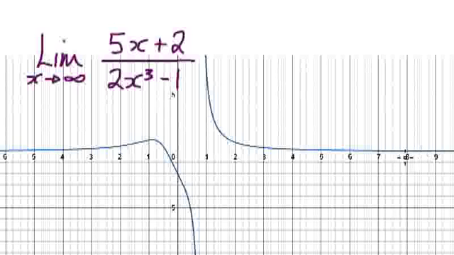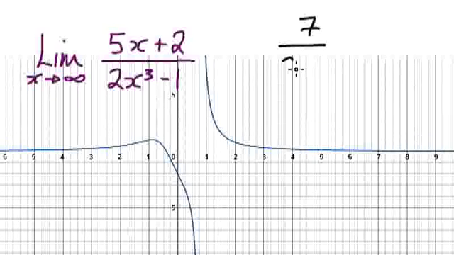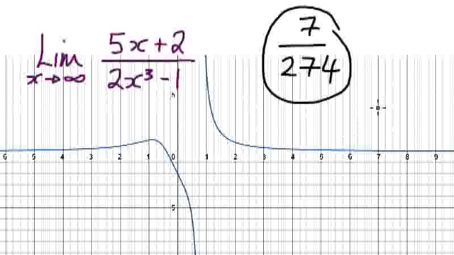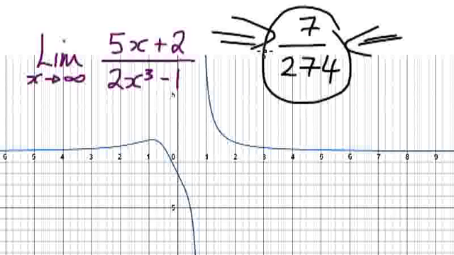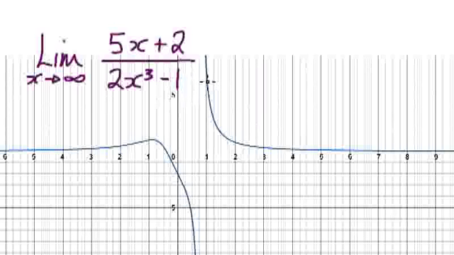Now, looking at this graph, you might say, oh, it's heading towards 0 here, but don't just immediately assume that, because it could head towards a limit of, let's say, 7 over 274. This is not 0, but it may look like it on the graph because this number is so small. My point is that you might guess from the graph that it heads towards 0, but don't always jump to that assumption.